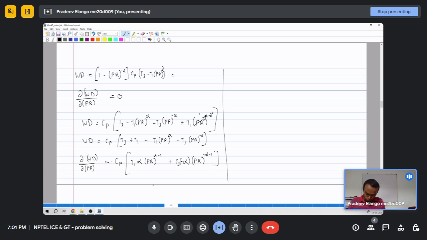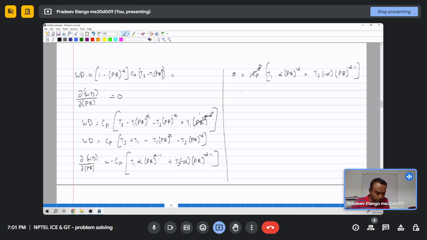Now if I want to equate this to 0, I would rewrite this as 0 is equal to minus Cp into T1 alpha PR power alpha minus 1, plus T3 into minus alpha PR power minus alpha minus 1. So here the Cp will go off.